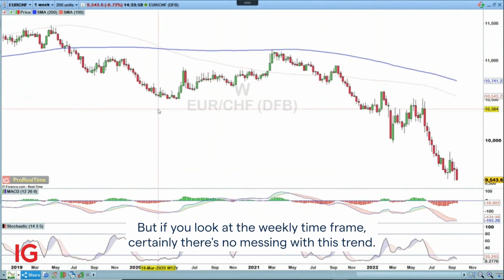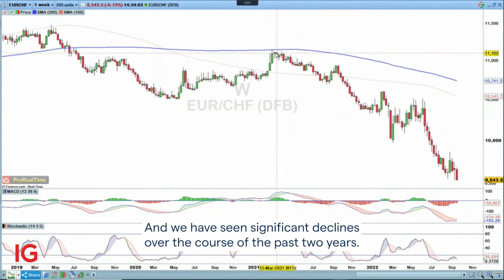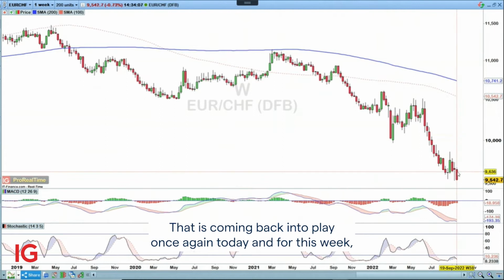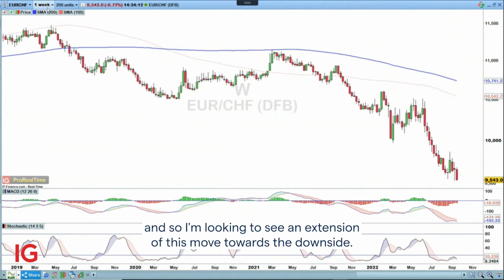But if you look at the weekly time frame, certainly there's no messing with this trend. And we have seen significant declines over the course of the past 2 years. That is coming back into play once again today and for this week. And so I'm looking to see an extension of this move towards the downside.